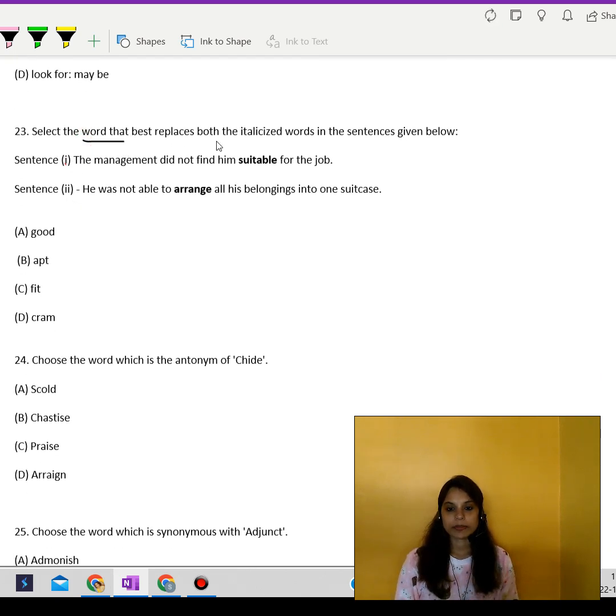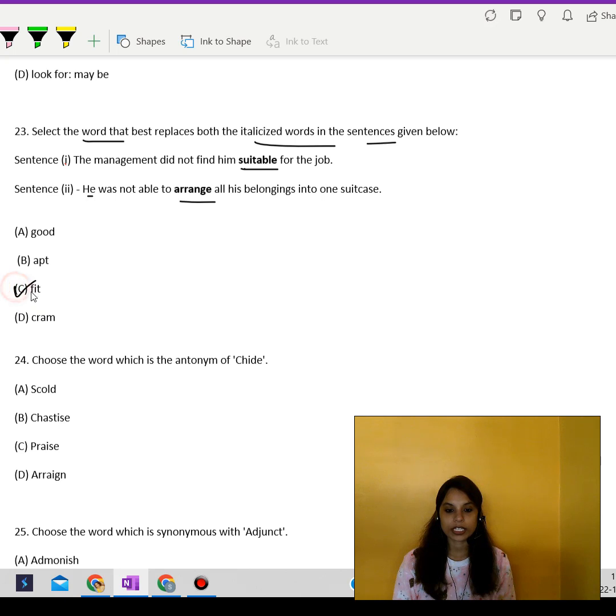Select the word that best replaces both the italicized or bold words in the sentences given below. Sentence 1 says the management did not find him suitable for the job. Sentence 2 says he was not able to arrange all his belongings into one suitcase. So we would go with fit. The management did not find him absolutely fit for the job, and secondly, he was not able to fit all his belongings or dresses into one suitcase. That is why we are going with fit, because fit is the only word that can replace these two bold words.